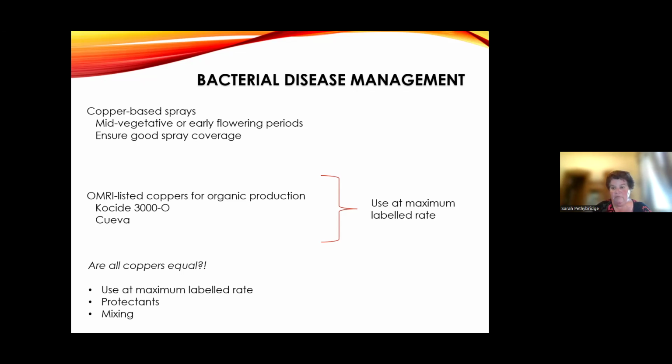Now, of course, there's coppers for conventional production and there's coppers for organic production. So those are formulations that are OMRI listed. And we've done a lot of trials over the years with different coppers and different diseases. And we believe that generally all coppers are the same in terms of their disease control efficacy, as long as you use them at the maximum labeled rate. Now, there are differences in terms of maximum labeled rate, cost, mixing, and the ease of usage. So some may block nozzles compared to others. But as long as you use them at the maximum labeled rate and treat them as protectants, they're not going to cure the disease. They're only going to protect future infections. You will get the most out of your investment.